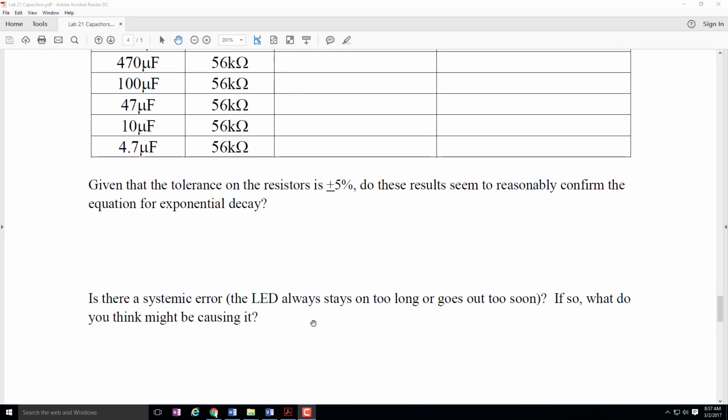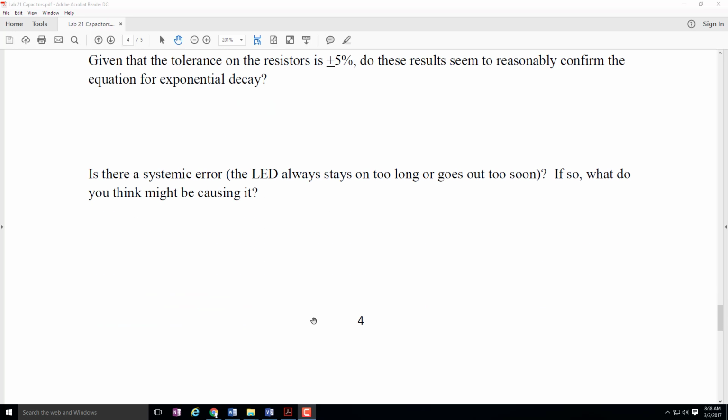And then, do you see any sort of systemic error? In other words, are the LEDs always on longer than you had calculated, or do they always turn off earlier than you have calculated? If so, what do you think is causing that systemic error? Can you think of any possible causes why it would be a little bit different than what we had expected?